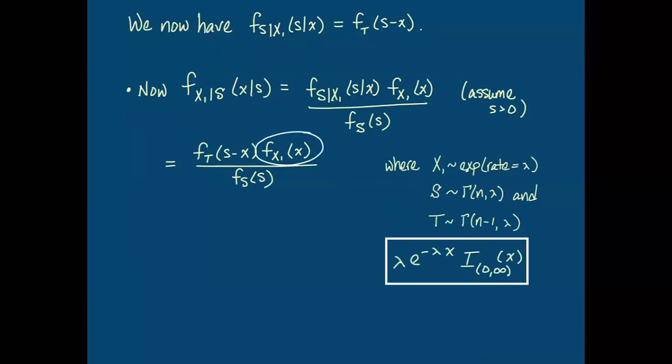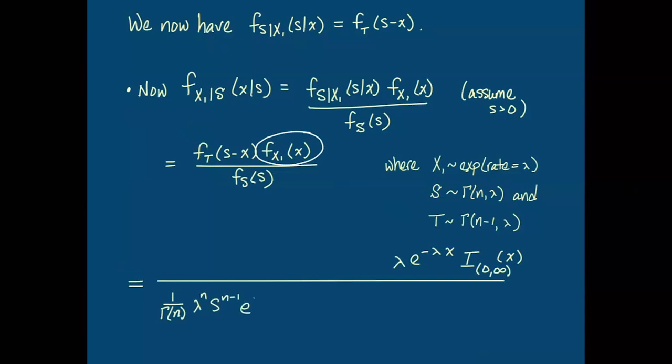Here is the PDF for the exponential distribution with rate lambda. I'm going to jump to the denominator and write the gamma PDF with parameters n and lambda. Note that because we've already established that our observed s is greater than 0, this indicator is going to equal 1, and so we don't need to write it. Using this denominator as a template for the remaining gamma distribution, I'm going to write the gamma PDF with parameters n minus 1 and lambda evaluated at s minus x.